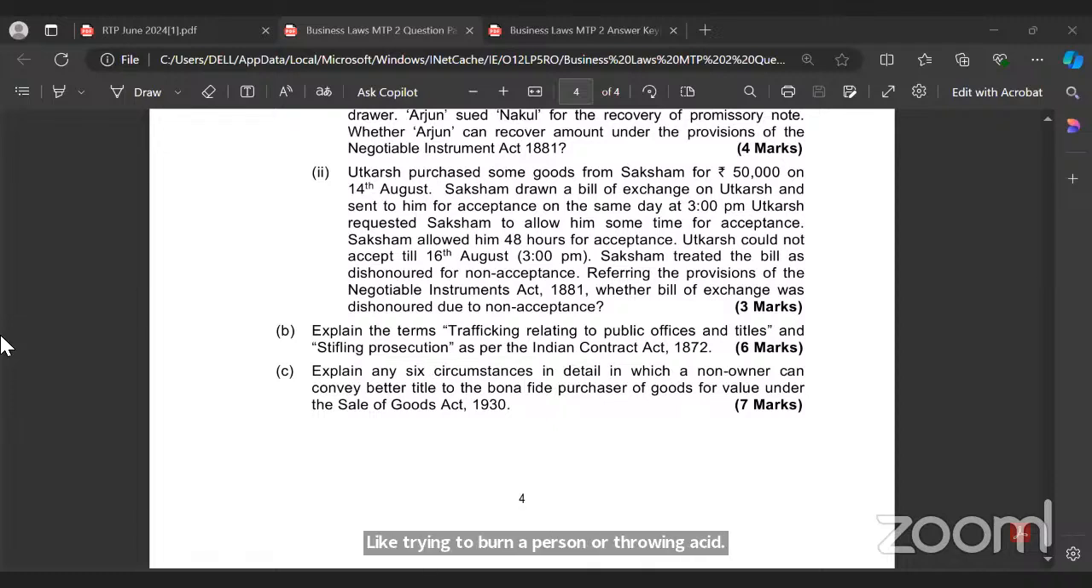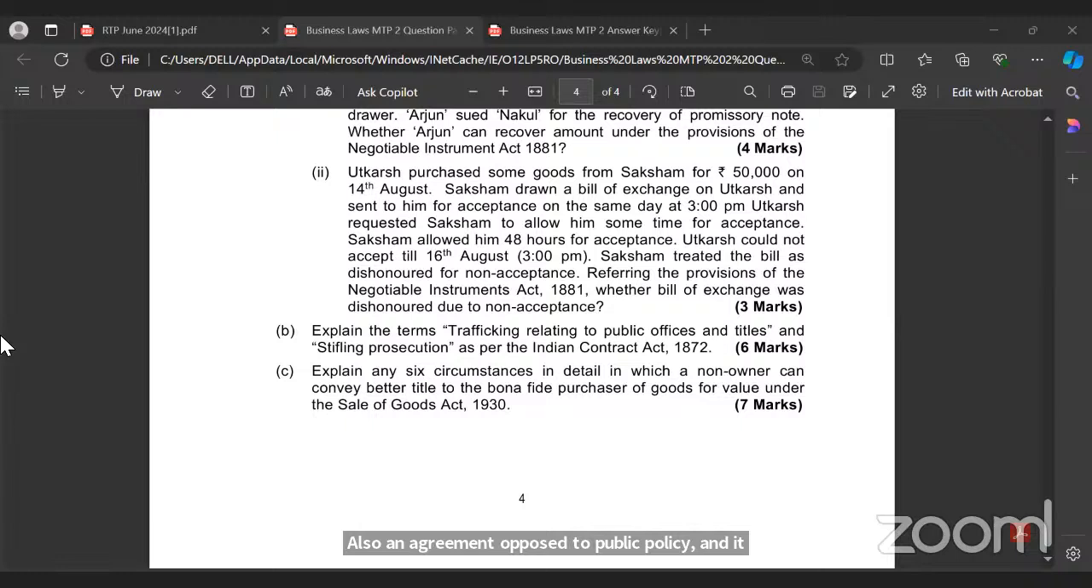What is it stifling? Prosecution. Basically, you're preventing him from prosecuting a person who can be dangerous to the society at large, right? Yes or no? Yes, sir. Right. So that will also be an agreement opposed to public policy, and it will be void.